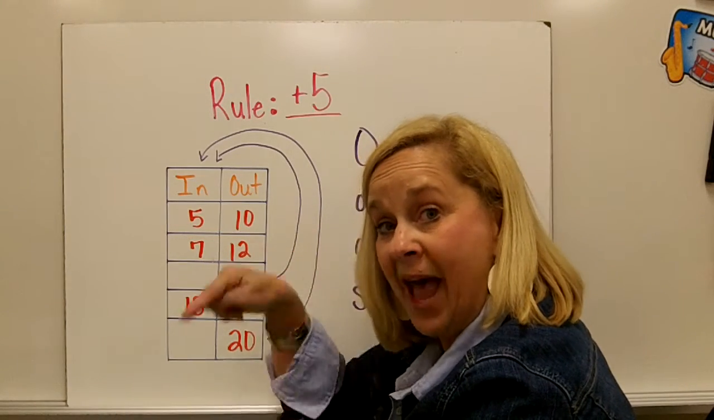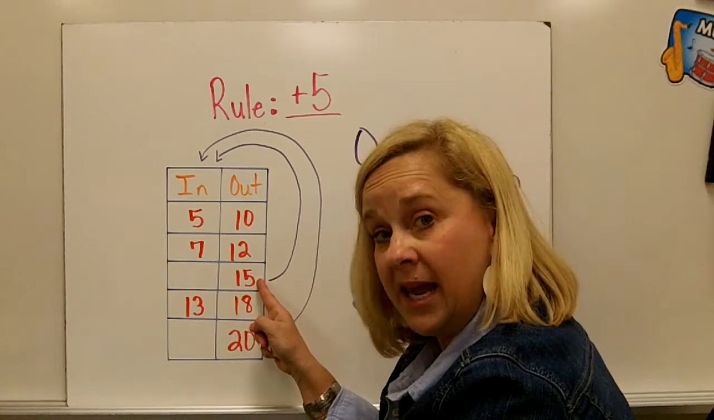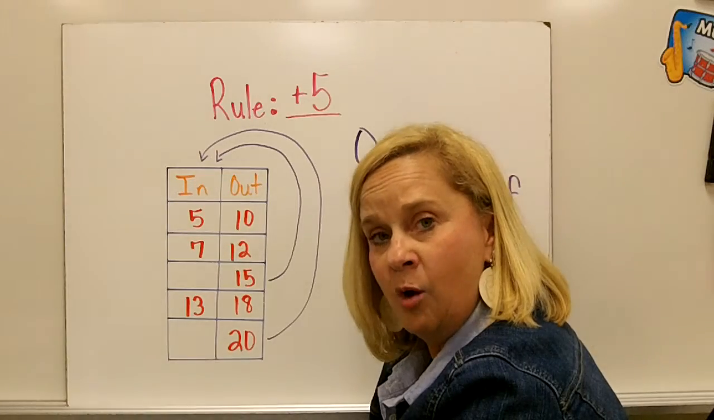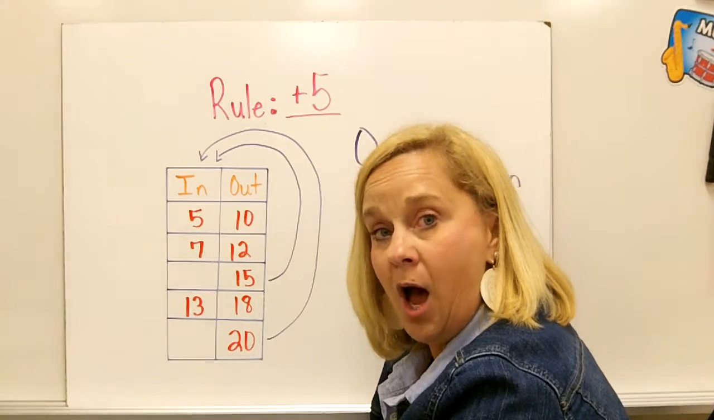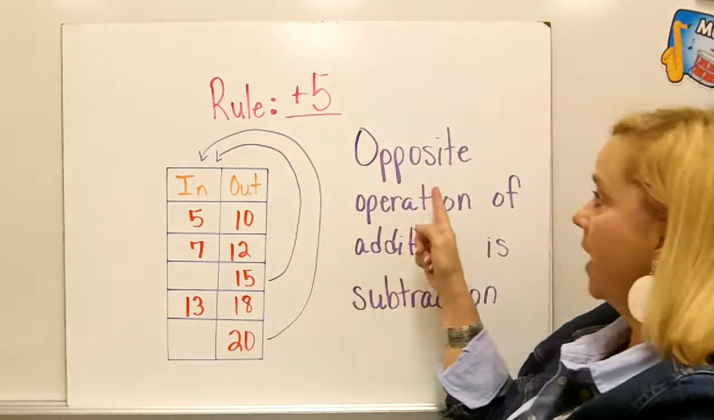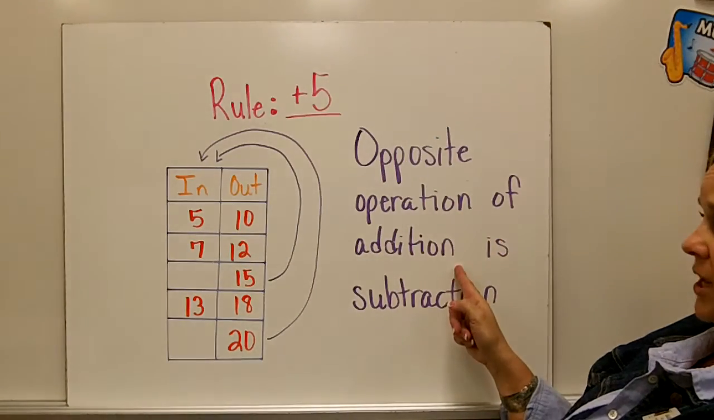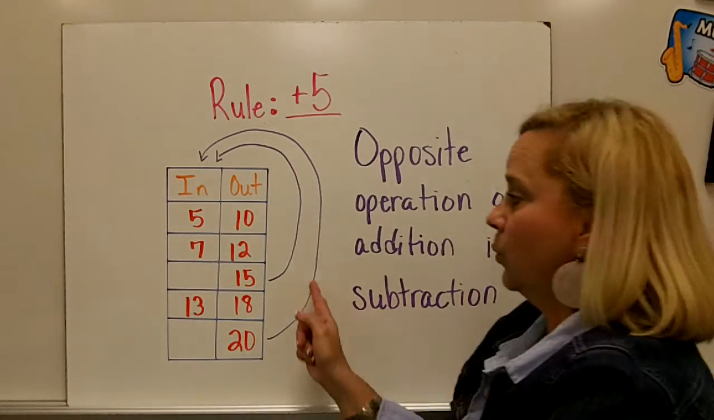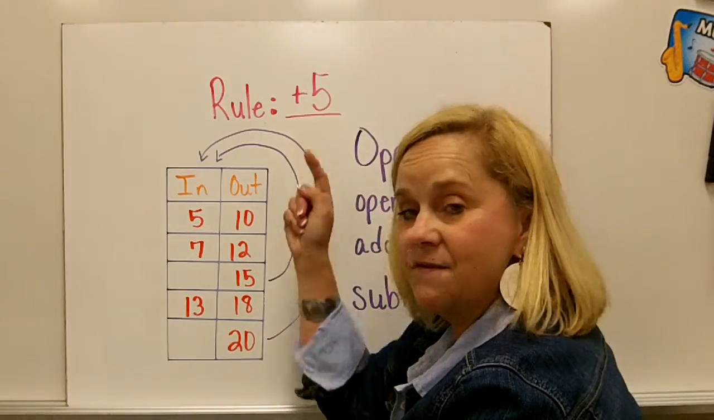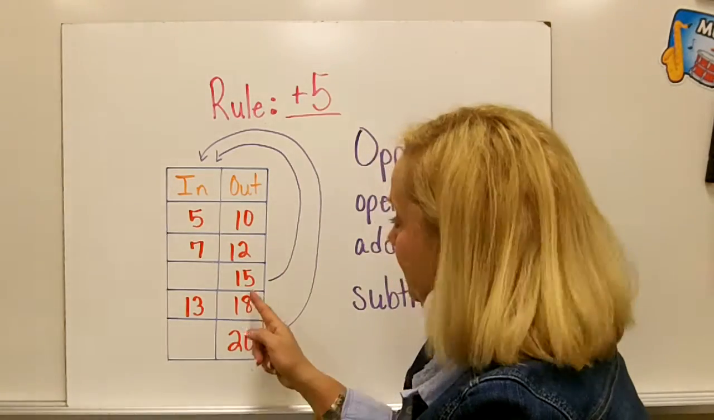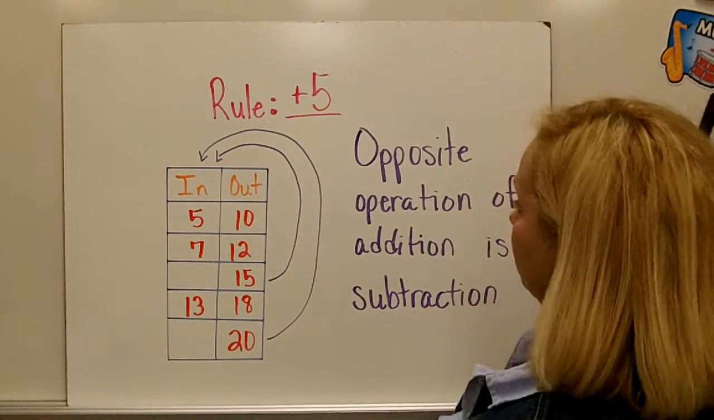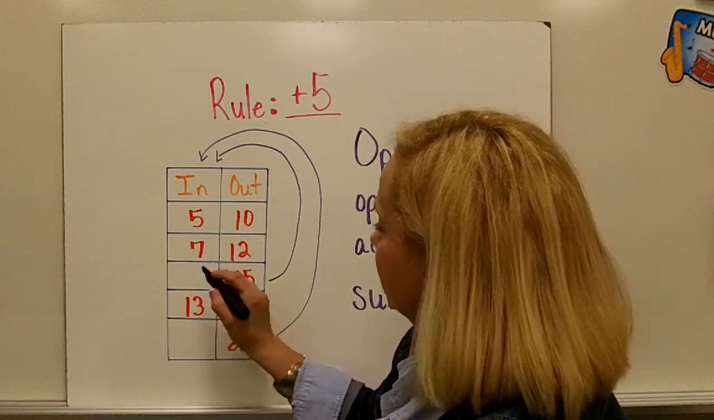So I have to go backwards. I already know what my answer is, so I have to go backwards to figure out my input number. And when we go backwards, we use the opposite operation of what's in our rule. So the opposite operation of addition is subtraction. So when I go backwards, I have to do the opposite of my rule. So instead of adding 5, I'm subtracting 5. So 15 minus 5 equals 10.